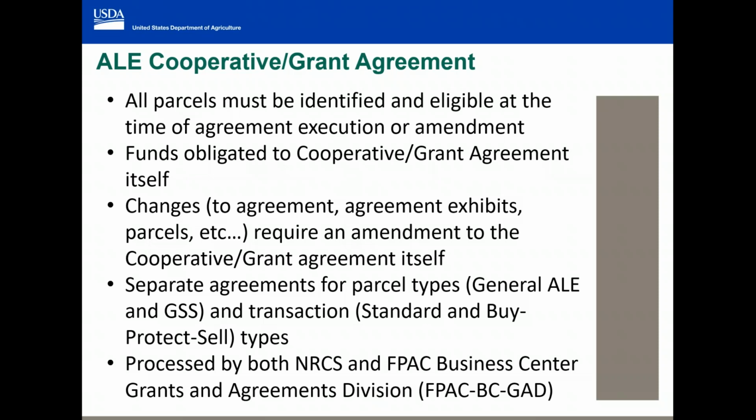And then in terms of the review and processing internal to USDA, those go through both NRCS, which many of you are accustomed to, and then they also go through our new FPAC Business Center. The Grants and Agreements Division that was formerly housed within NRCS has been moved into the FPAC Business Center. So there's a few more, I'm going to say, cross-agency touch points to get the agreements and then any of the amendments to the agreements processed.